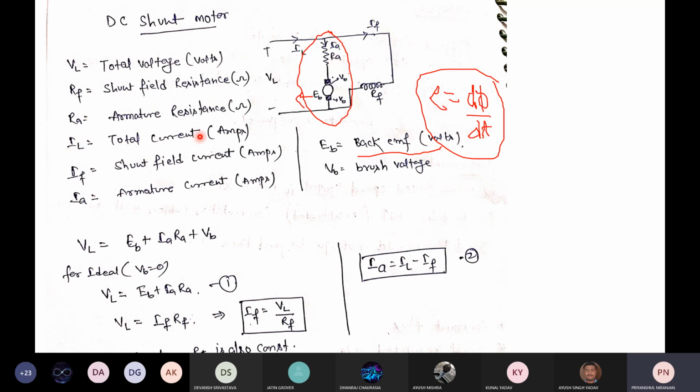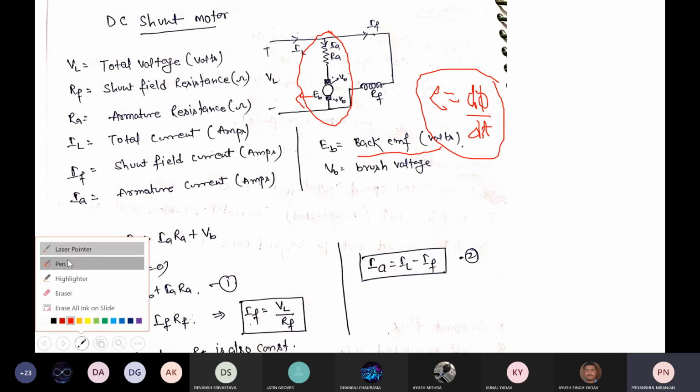IL is the total current from the terminal input, and IF is the shunt field current. IA is the armature current. This one, IA, means armature current, and IF is the field current. Okay, EB is the back EMF, and VB is the brush voltage.